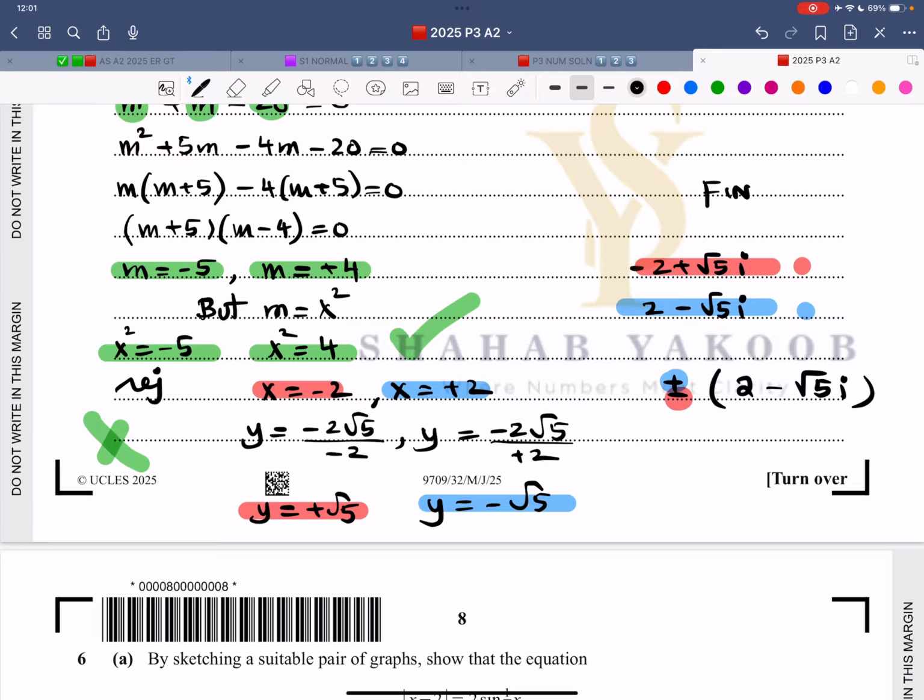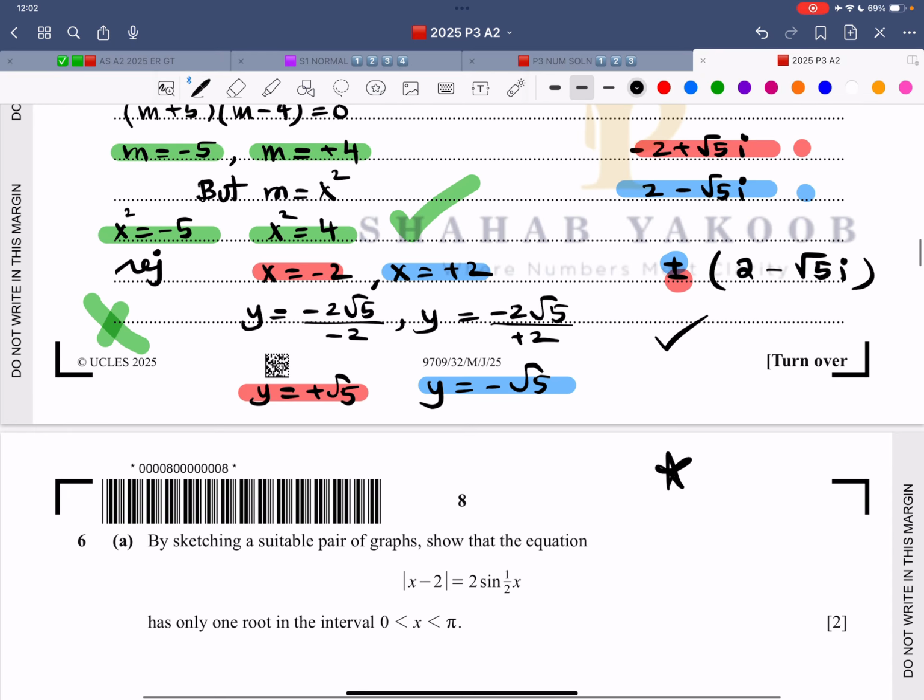Make a habit of writing the final answer in one place so the examiner is comfortable in checking your work, in giving you the grade that you deserve after getting all the guidance from my side.